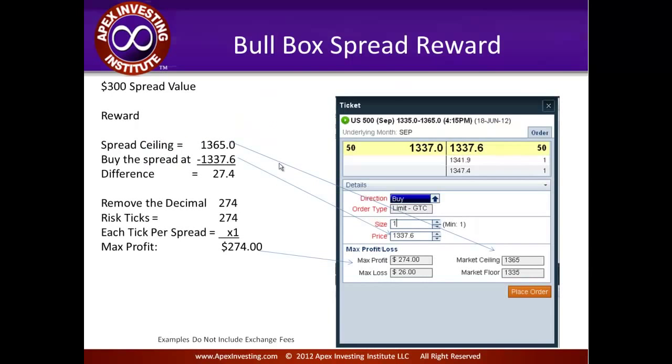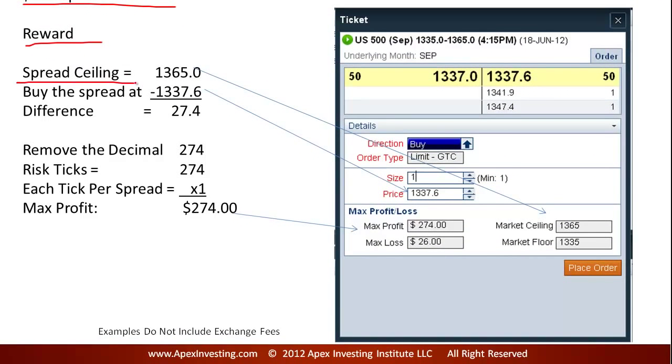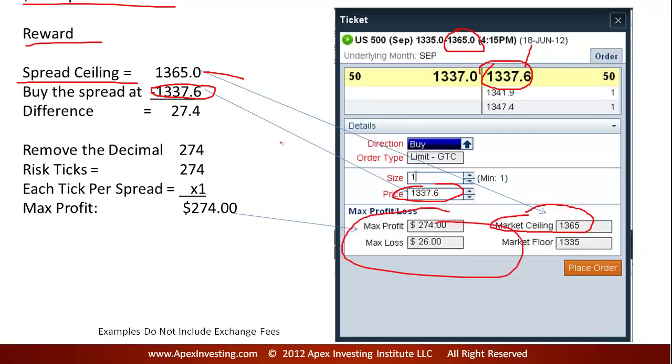The way we calculate the reward potential on the spread, again a $300 spread value, is we look at the ceiling of the spread, which is 1365, and we can see that right over here on the Nadex ticket, and you'll also see it in the market watch area. 1365 right there, and we look at the price where we bought the spread. We bought it at 1337.6, and if you click right here, it'll fill in the price. When you do that, it'll automatically calculate the risk and reward for you. If we take the ceiling and subtract the price we bought at, that's the difference.